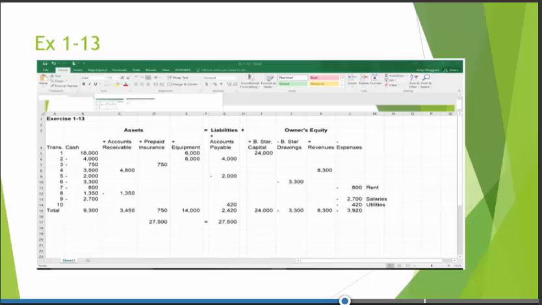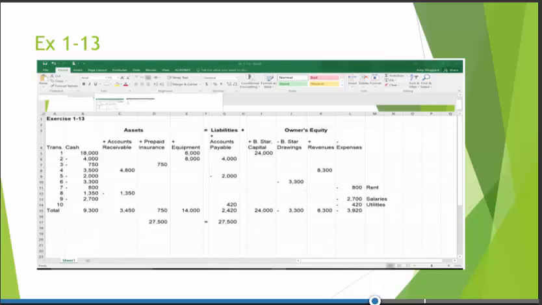All right, transaction 9. Our cash decreases by $2,700 and our salaries increase. Okay, so we must have paid salaries. So cash is decreased, we pay our employees, and we record a salaries expense in our owner's equity. So that reduces our profit.